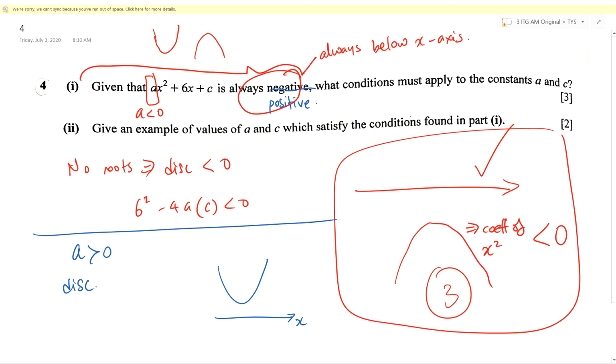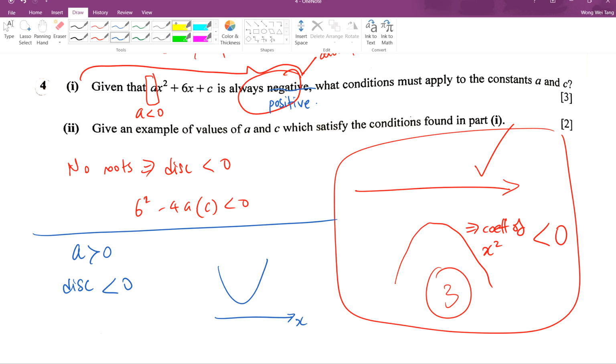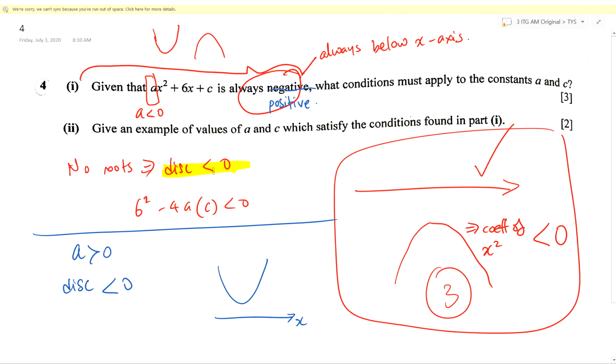What about the discriminant over here? What is the description? Are there any real roots? No real roots. If there are no real roots, what can you tell me about the discriminant? Less than 0. Hey, look, whether it is the original question or in my question, whether it is always positive, always negative, we will find that discriminant is always less than 0 because no real roots.